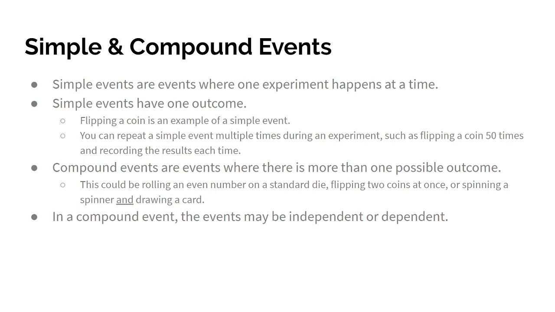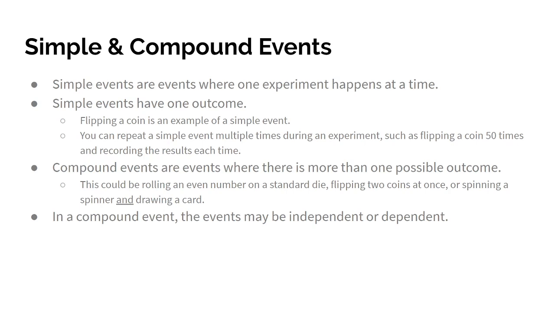A compound event is when you do more than one thing, like rolling a die and flipping a coin. Those are two separate events, but you are combining them to find a favorable outcome. Within a compound event, you can have events that are independent of each other or dependent. For example, drawing a card and rolling a die are independent because drawing a card has nothing to do with rolling a die. It doesn't affect the outcomes.